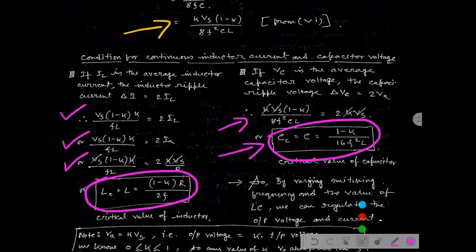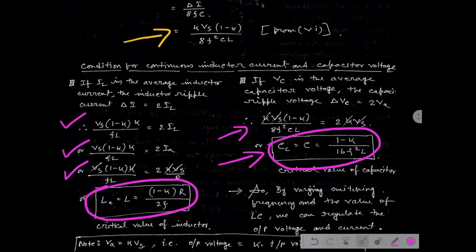So this is the critical value of the capacitor and inductor, through which we can design the total converter, or the buck converter, to get good quality and regulated output. So this is all about the buck converter or buck regulator.